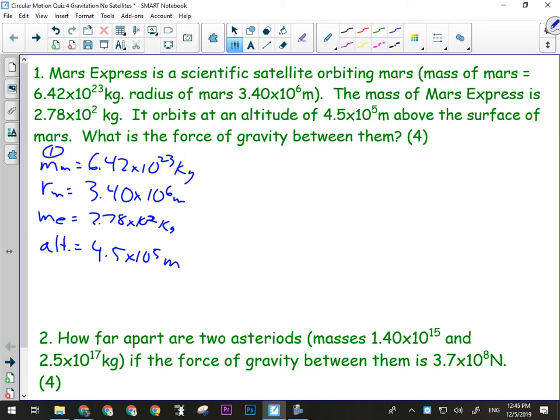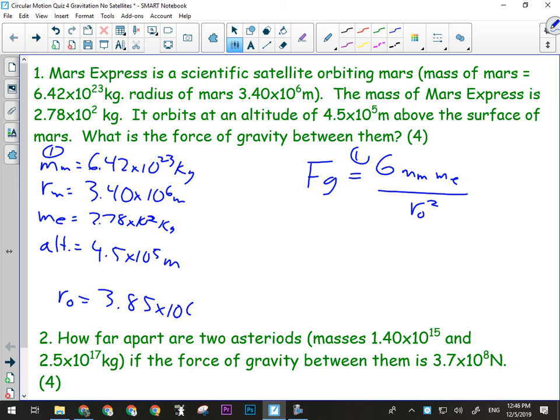We're trying to find the force of gravity between them, so that's not going to require any manipulation. It's just going to be big G times the mass of Mars times the mass of Mars Express divided by the radius of the orbit squared. They can have a mark for that. We do need to calculate that actual orbital radius, so that'll be 4.5 times 10 to the 5 plus 3.40 times 10 to the 6. So we're going to get 3.85 times 10 to the 6 meters as our radius. Have a mark for that.